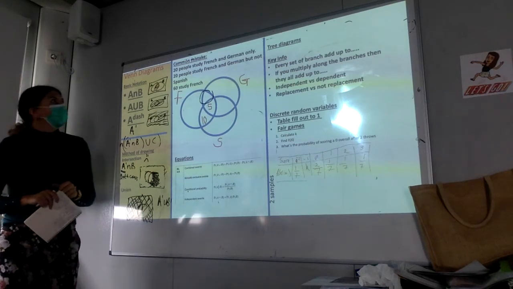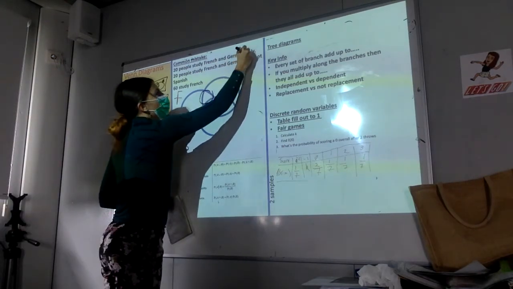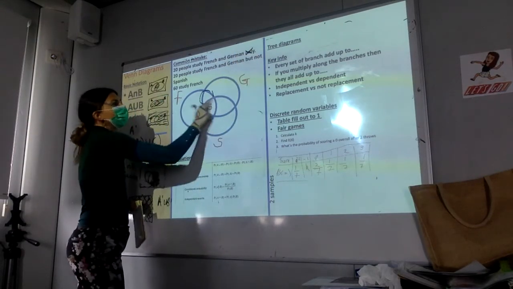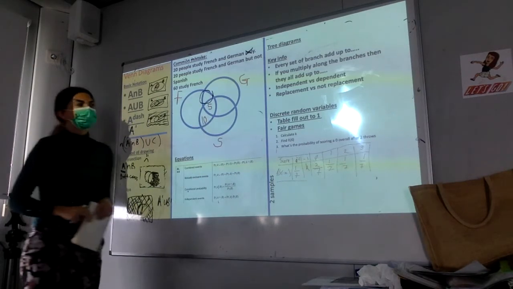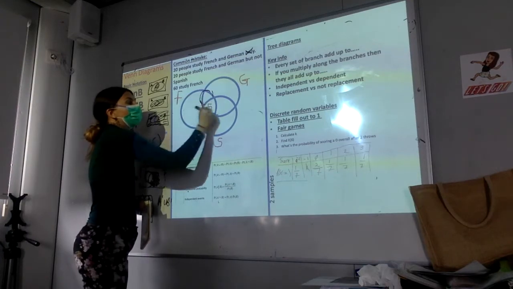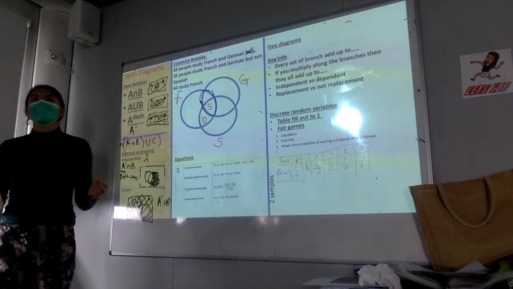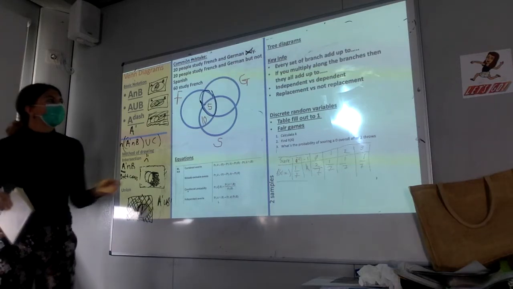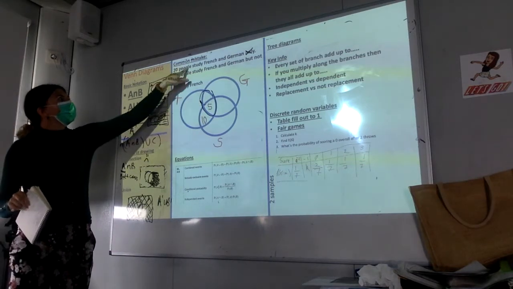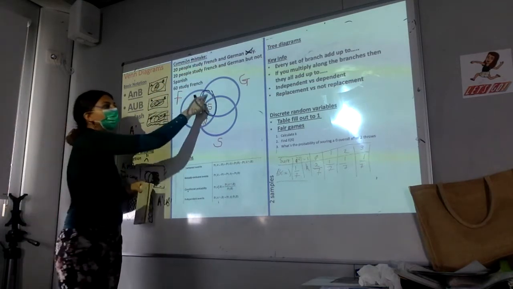However, if it said 20 people study French and German, what is going to be in this circle here instead? 15. Excellent, because this whole circle represents French and German. So I'm going to give you an example. This is what my D1s were struggling with. If this said 20 people study French and German, this would be 15.